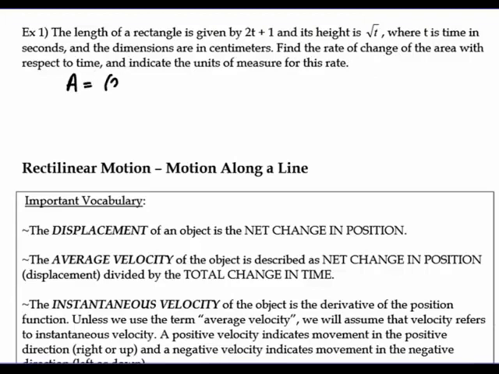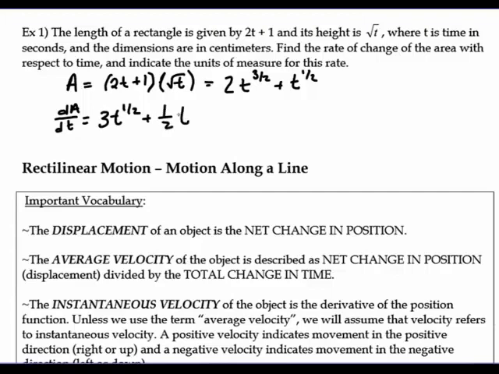So if I want the rate of change of the area with respect to time, the area of a rectangle is length times width. So my area is 2t to the 3/2 plus t to the 1/2, right? Well, if I want to find the rate of change of area with respect to time, I want to find what's called dA/dt. I want the derivative of A with respect to t, and that's going to be the derivative of this. So that's just going to be 3t to the 1/2 plus 1/2 t to the negative 1/2.